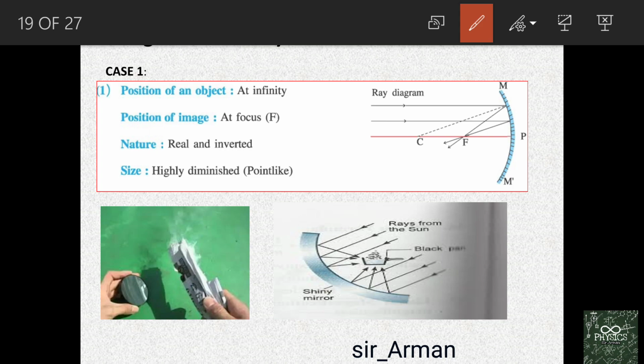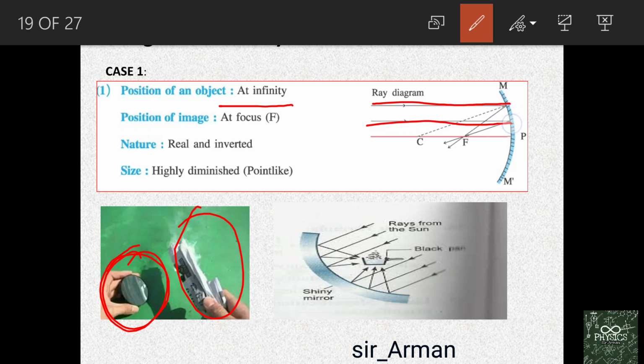If the mirror is small, then a distance of 200 meters or 500 meters is infinity for that mirror. So in the first case, the object is at infinity. That is, if we try to obtain the image of the sun, here we have a concave mirror and here we have a paper. We have kept this mirror towards the sun.